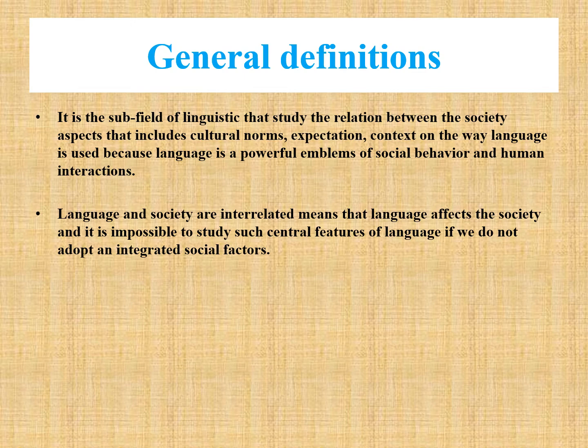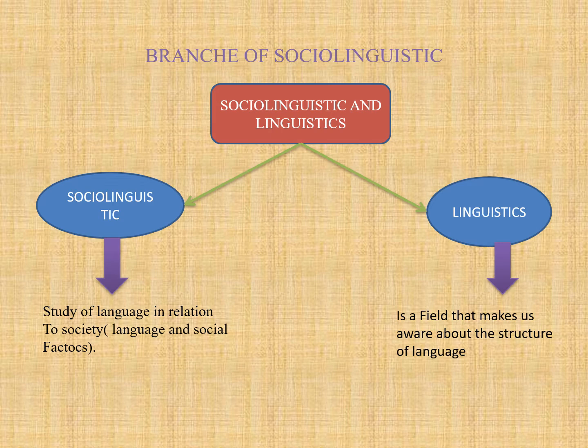From the definitions given by the researchers, we derived two important definitions of sociolinguistic. The first is that it is the subfield of linguistics that studies the relation between the societal aspect and the way that language is used. And the second is that language and society are interrelated, because without society we cannot study such a feature of language. Now, moving on from the definition, let's take a reminder about the branches of sociolinguistic.